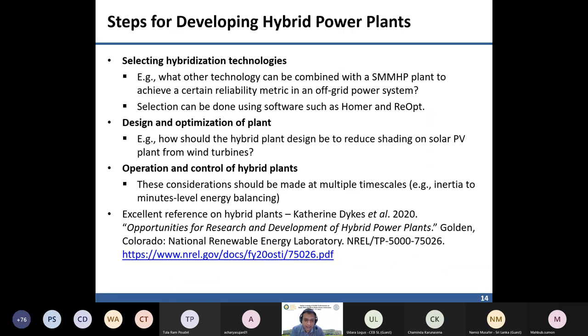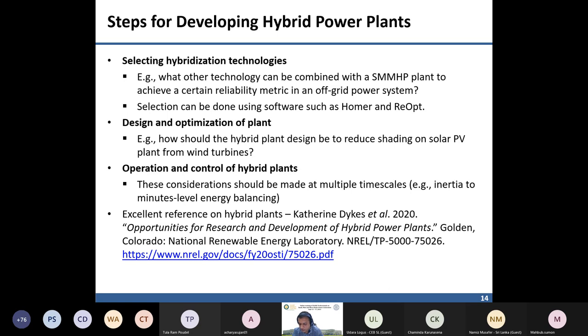Then I think this is a very interesting report that I found and thought I'll share with all of you on what are the steps that you need to follow to develop hybrid power plants. There's a lot of detail here on the opportunities, the challenges for hybridization. It's a very recent report, so I would encourage you to go and review it. But basically, there are three things that need to happen. First is selection of hybridization technologies.